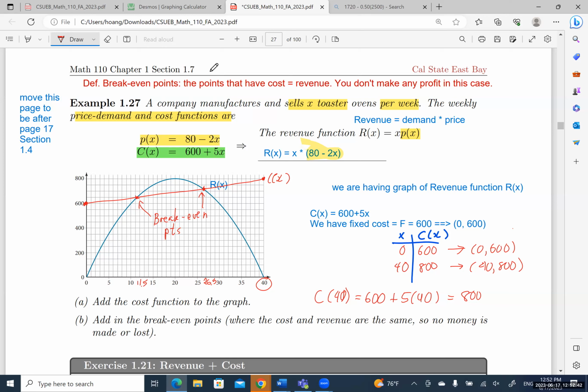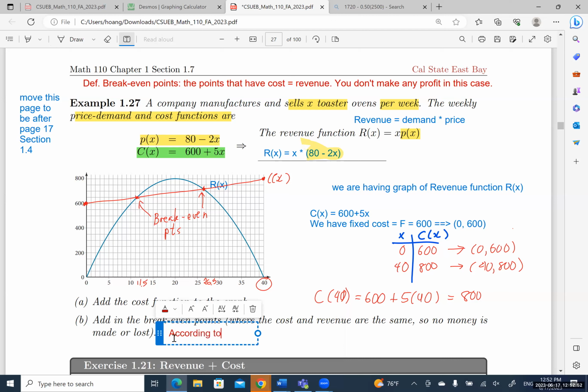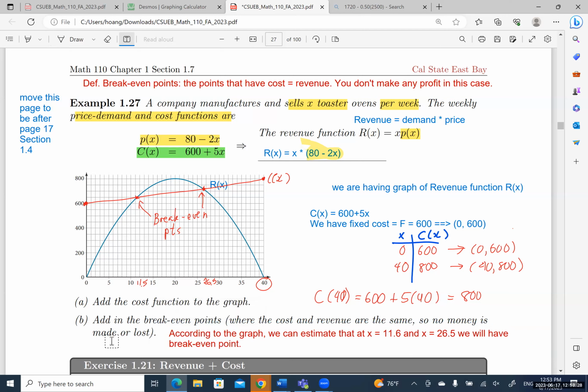So I would write here, according to the graph, we can estimate that at x equal to 11.5 and x equal to 26.5, we will have break-even points.